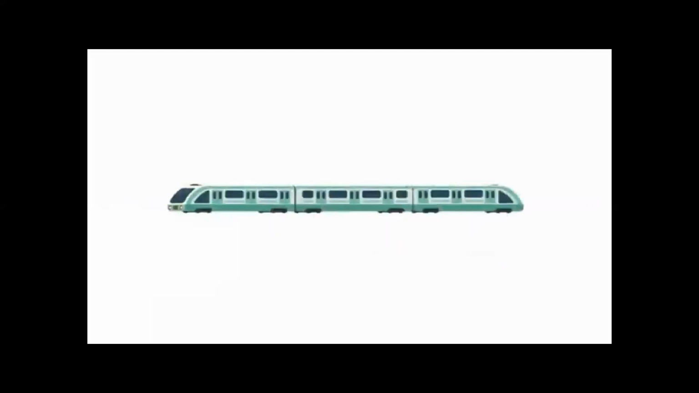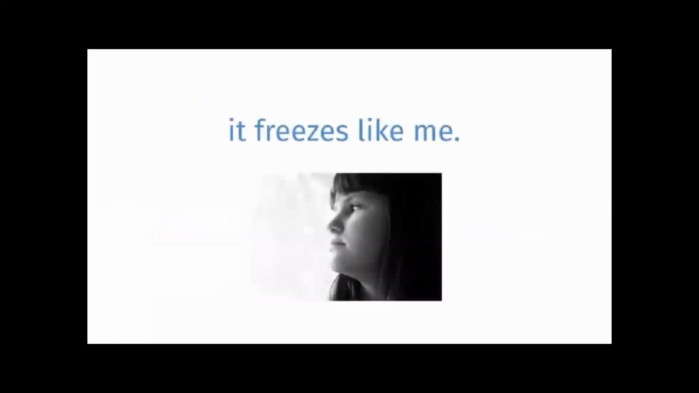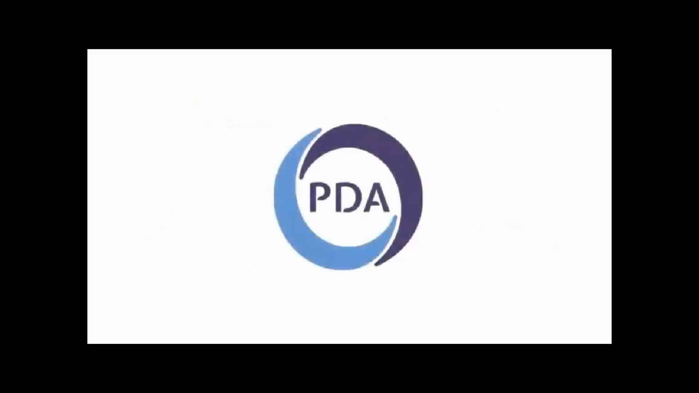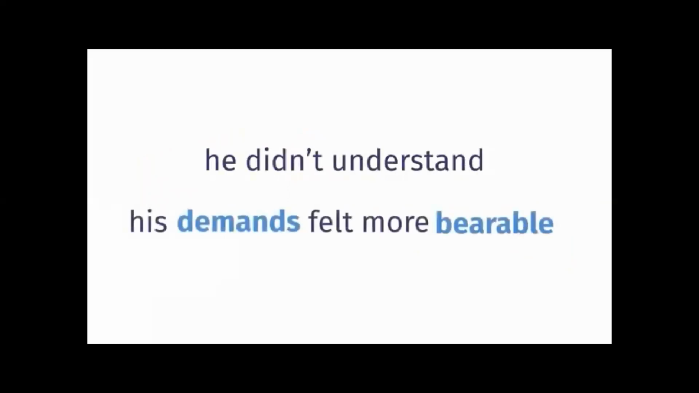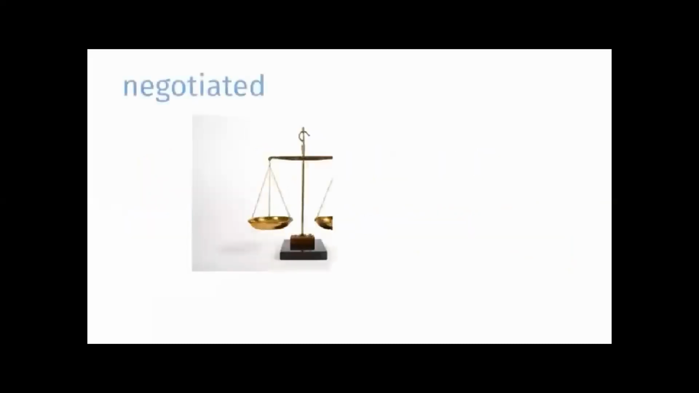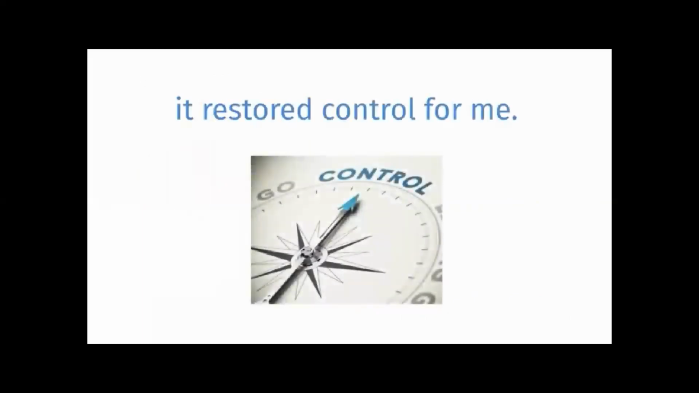It's like there's a train, and there is a driver at each end. Both drivers are pulling in a different direction, so the train can't go anywhere. It just stays still. It freezes like me. A boyfriend once asked why it was that whenever he requested I do something, I asked him to do something in return for me. What he didn't understand was that his demands felt more bearable if I negotiated a tit-for-tat kind of bargain. It restored control for me.